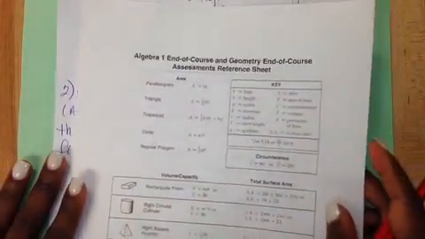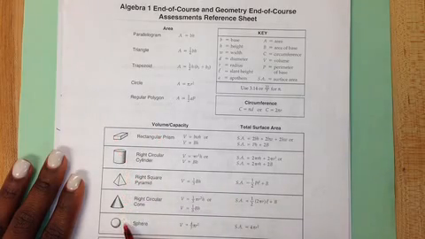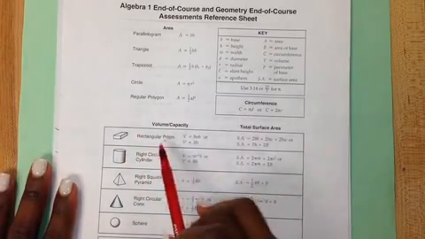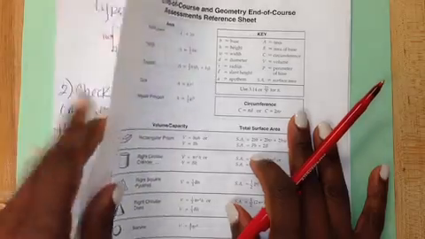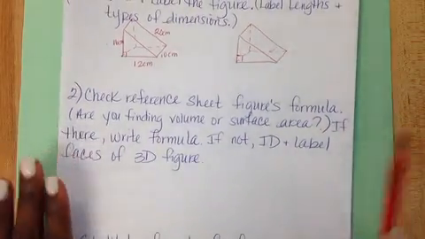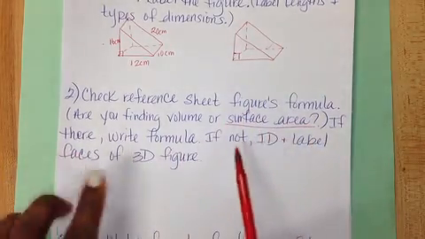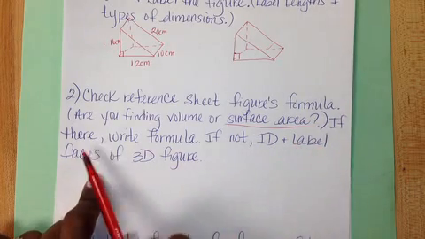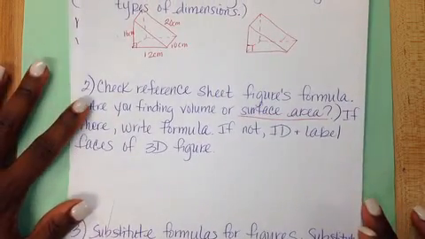Now taking a look at the reference sheet, I see that I don't have my figure here. I could use something that is here, but it is going to be more beneficial for you to understand, being consistent with the definition, that the surface area is the sum of the areas of the faces of the figure. So after determining that I'm finding the surface area, because it's not there on the reference sheet, I'm going to identify and label the faces of the 3D figure. Let me take a look at that now.